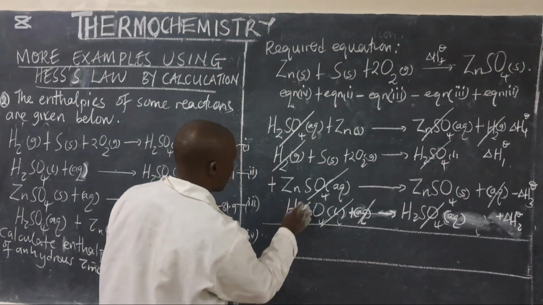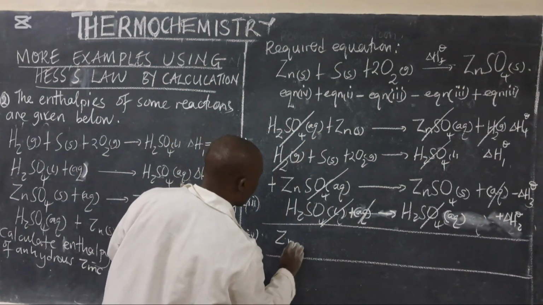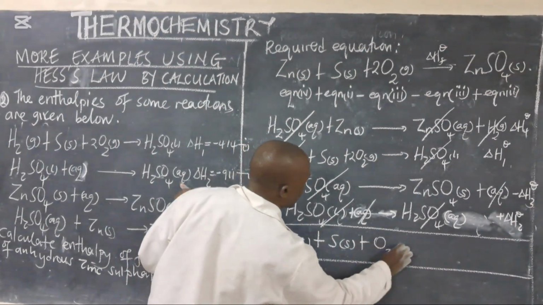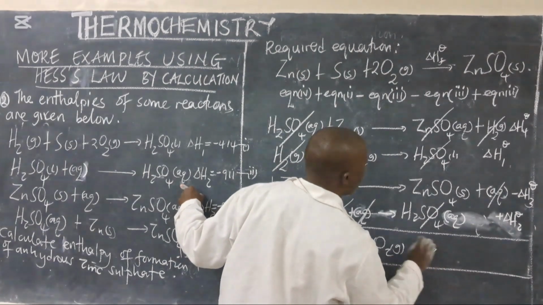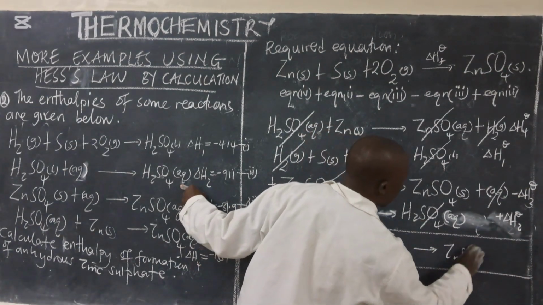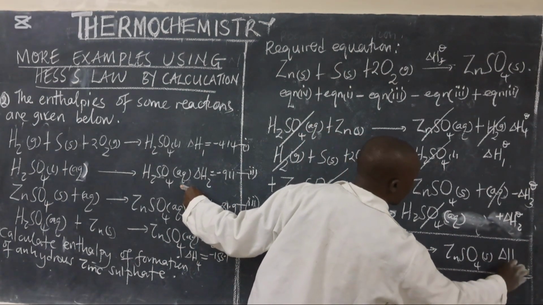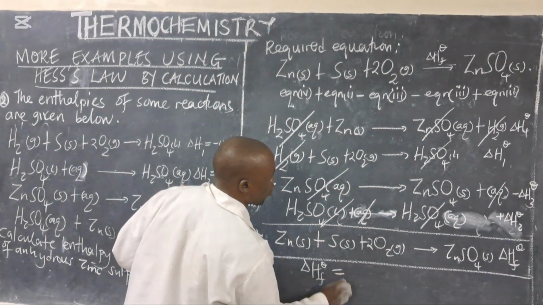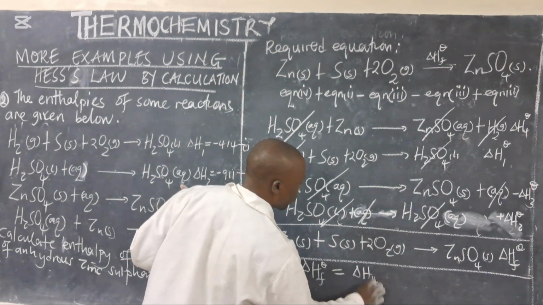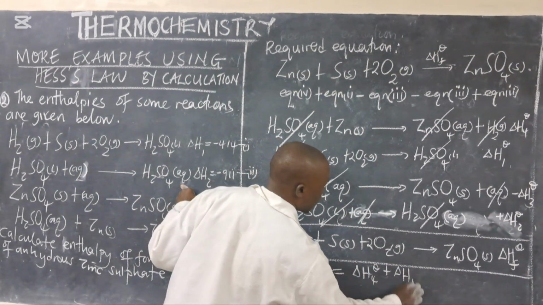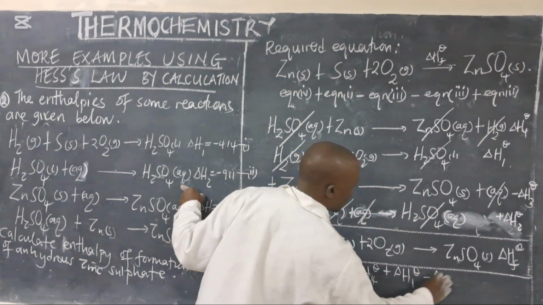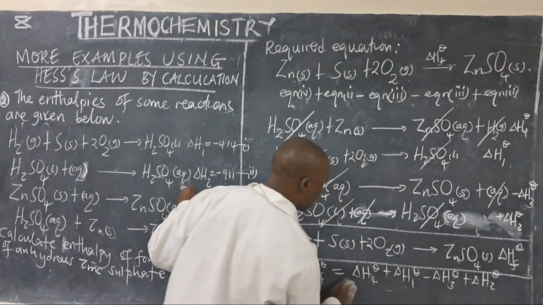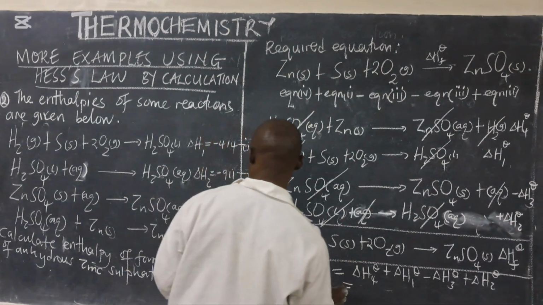So I'll have these remaining parts as zinc plus sulfur plus oxygen, 2 of them, giving us zinc sulfate anhydrous solid. Then this delta heat of formation that I want. So formation value is going to be delta H4 plus delta H1, then minus delta H3, then plus delta H2. So standard values, so you're going to get it.